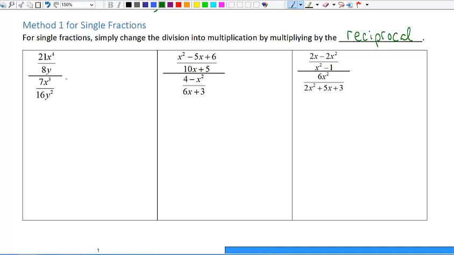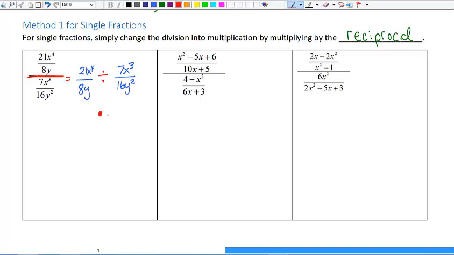So I need you to understand that this red fraction bar can be rewritten with a divide sign. So we could have our first term 21x to the fourth over 8y, and then instead of the bar we could use the divide sign, then 7x cubed over 16y squared. Now this is a divide sign. We actually already know how to do that.